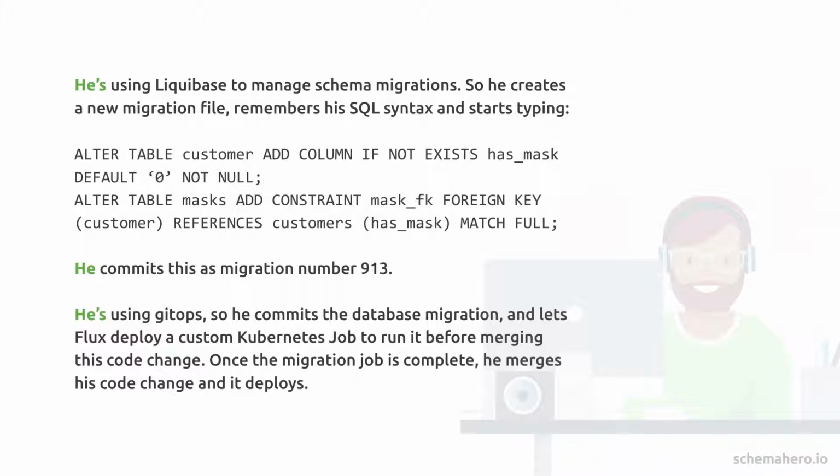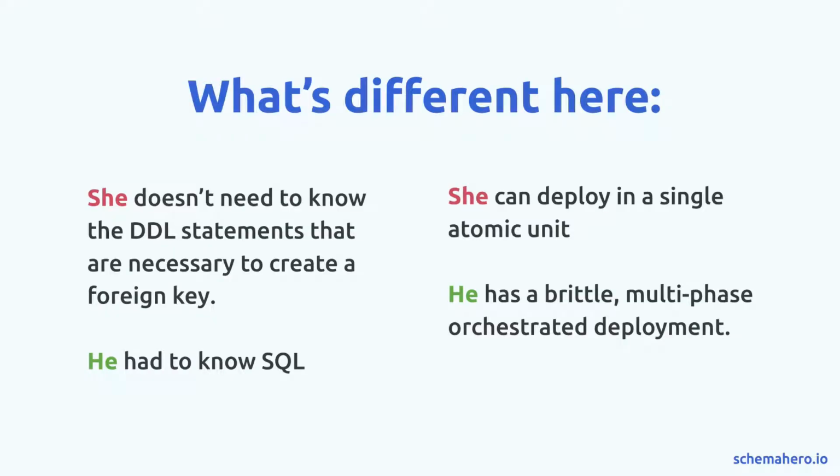That's great. So he's using GitOps because everything's automated. He commits that into source control, has a code review, and once it's merged, lets Flux automatically deploy a custom Kubernetes job, and that runs, performs the database migration. He monitors that, and once it's completed, then he merges his code change and lets that deploy in order to use the new schema. So what's the difference between these two scenarios?